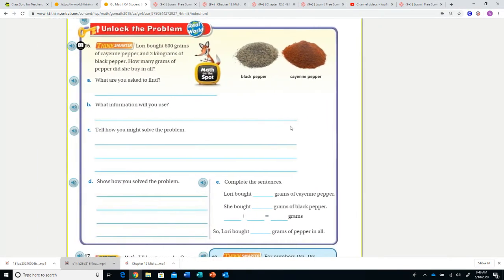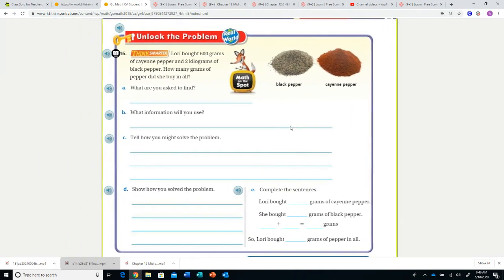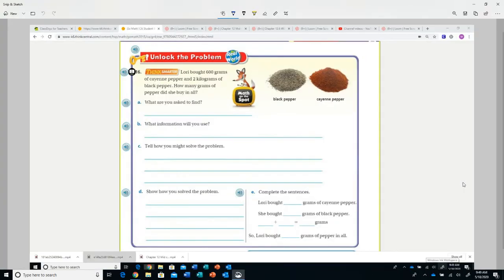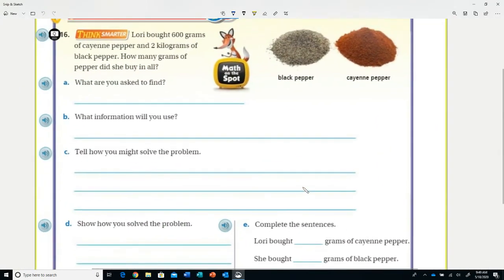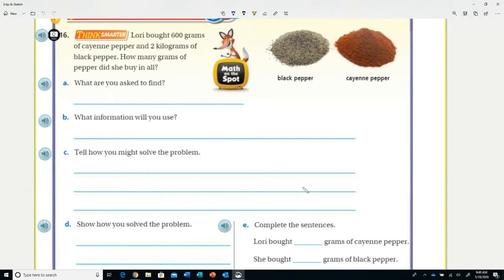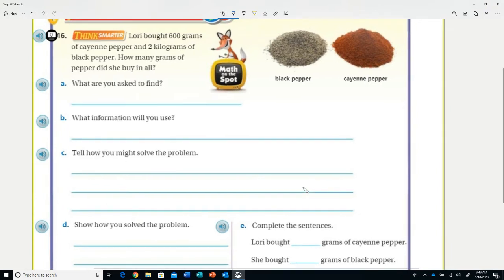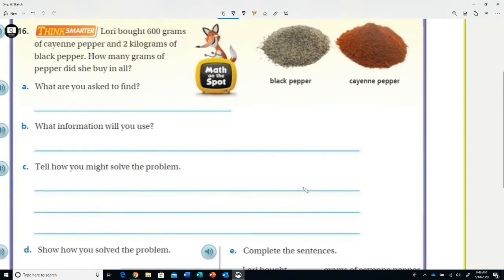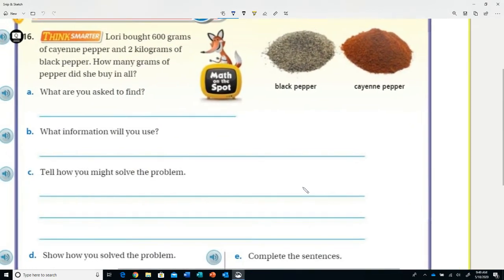Unlock the problem. We'll get that one in the big snip and sketch here. All right, question 16. Lori bought 600 grams of cayenne pepper and 2 kilograms of black pepper. How many grams of pepper did she buy in all? Cayenne pepper gets a little spicy, just so you know. So we have things in grams, we have things in kilograms, and in the end, we want to know how many grams we have.